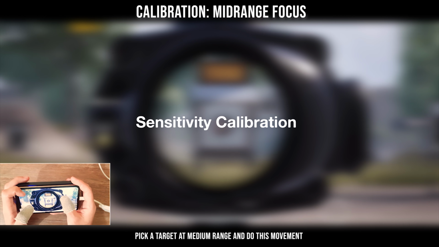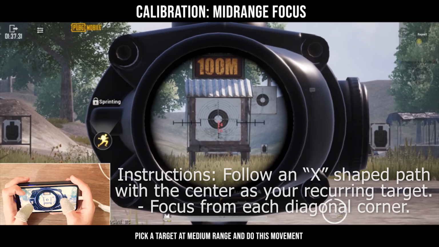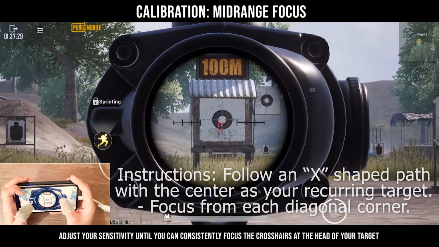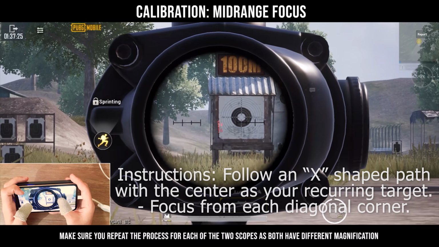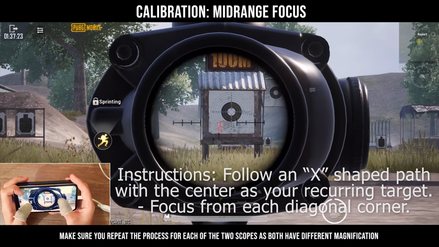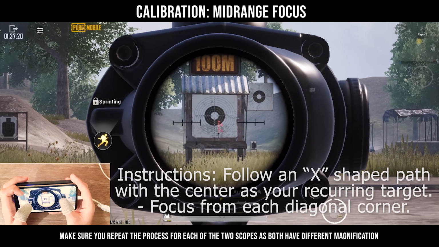Pick a target at medium range and do this movement. Adjust your sensitivity until you can consistently focus the crosshairs at the head of your target. Make sure you repeat the process for each of the two scopes, as both have different magnification.